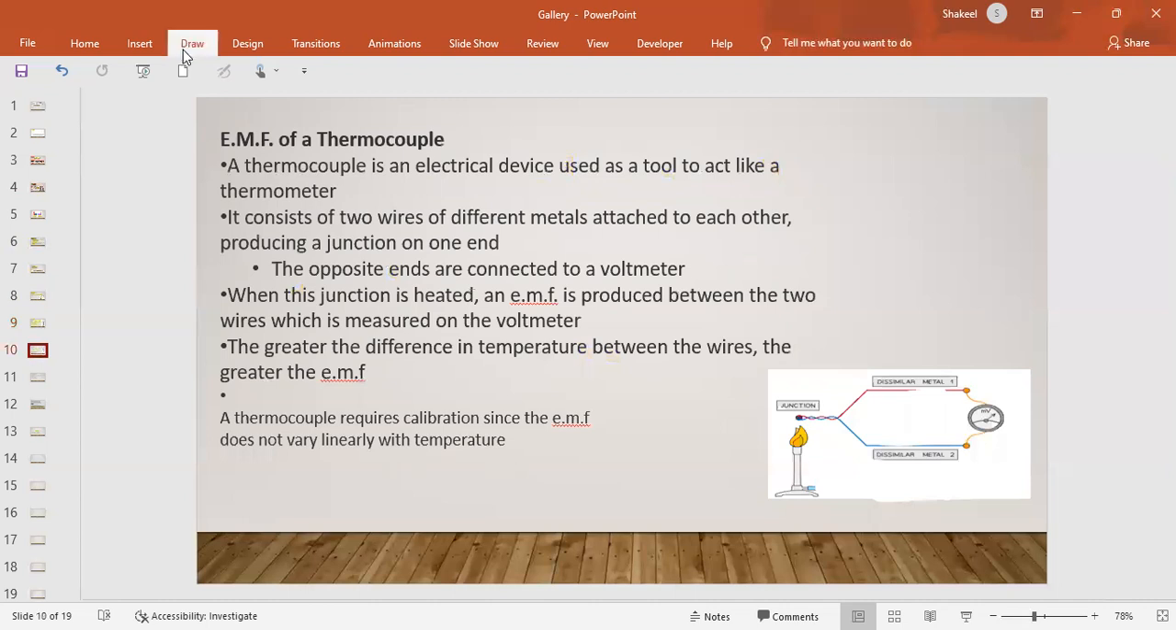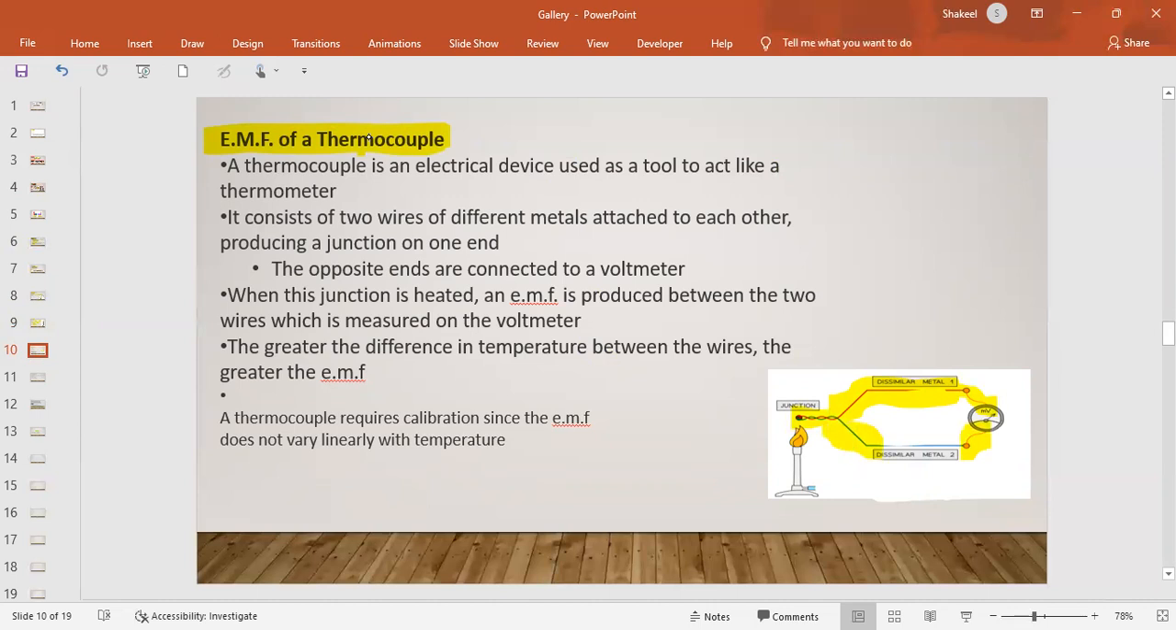Okay, the next one is the EMF of a thermocouple. A thermocouple is an electrical device that can act like a thermometer. It consists of two different wires of different specific heat capacities, and then you connect them together, making two junctions. This is metal one, which is connected at one end to the voltmeter and the other end to this junction, and metal two, one end is to the voltmeter and the other end to the wire.